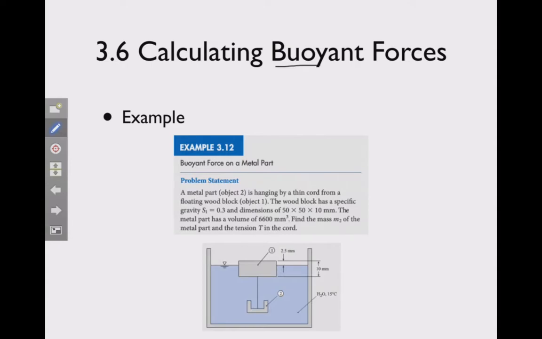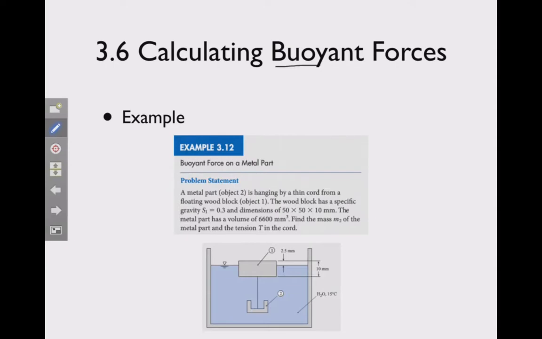So let's take a look at this example. This example is going to give us the opportunity to calculate the buoyant forces on two objects. But let's take a look first at the statement of the problem.